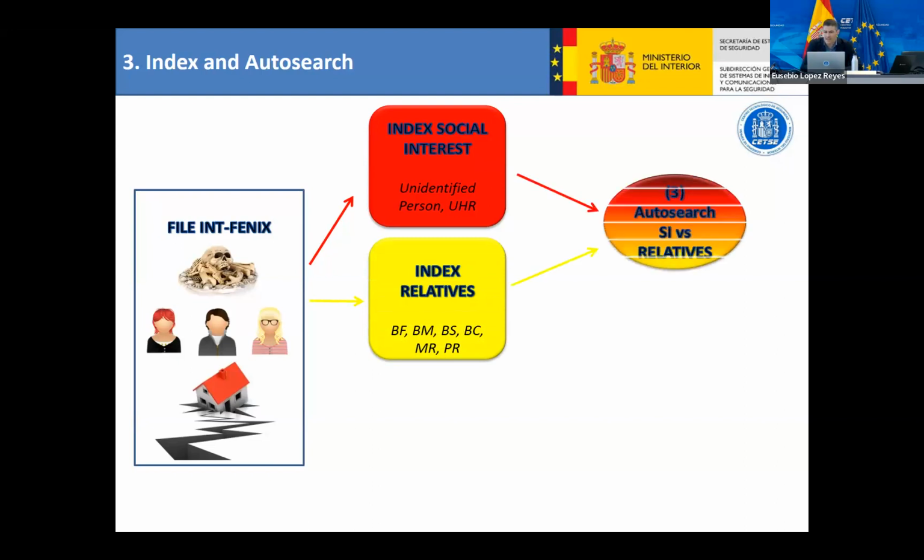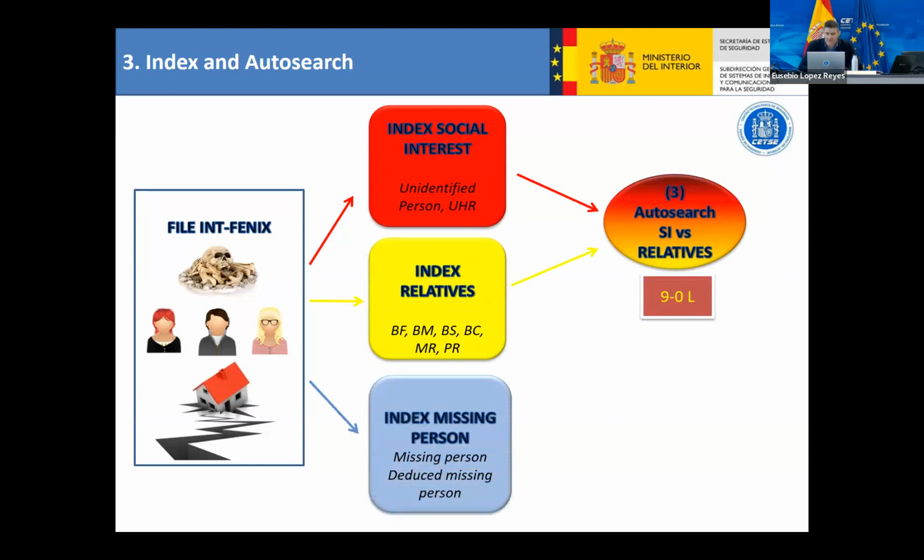And every day we run the auto-search of these different indexes. In this case, 9 alleles are required to report a compatibility, with 0 possible mismatches, okay?